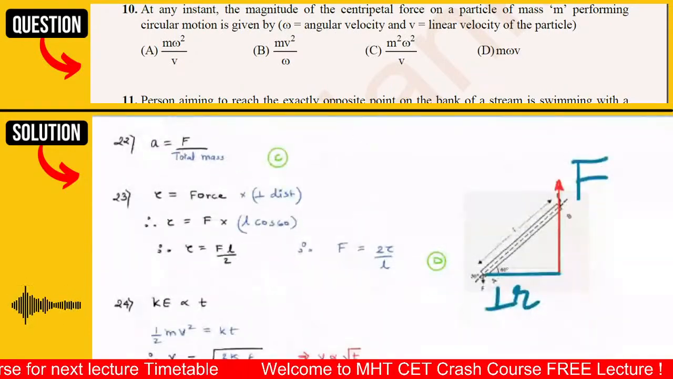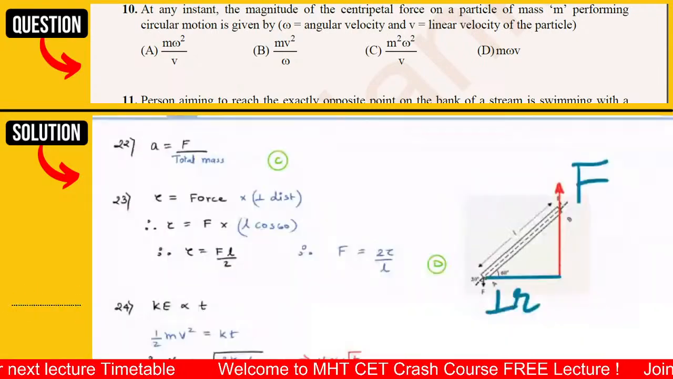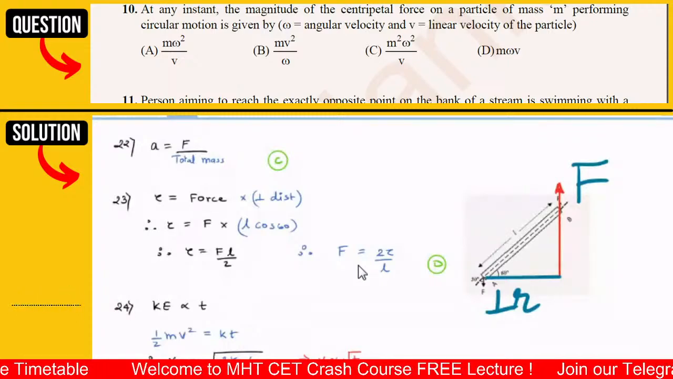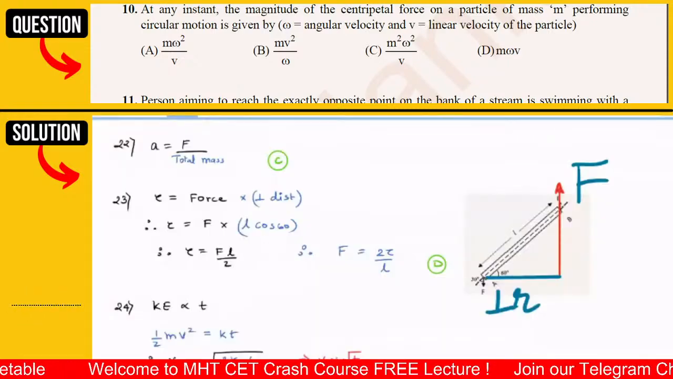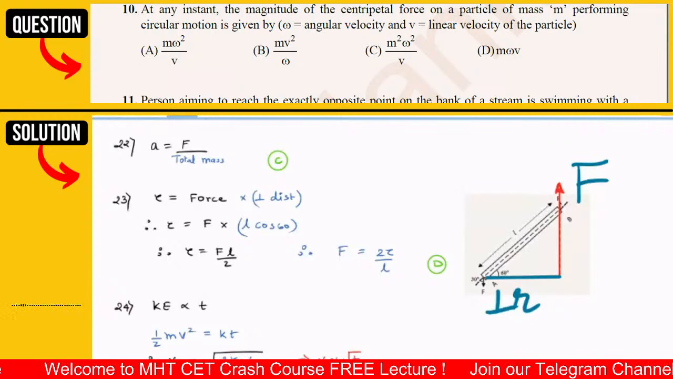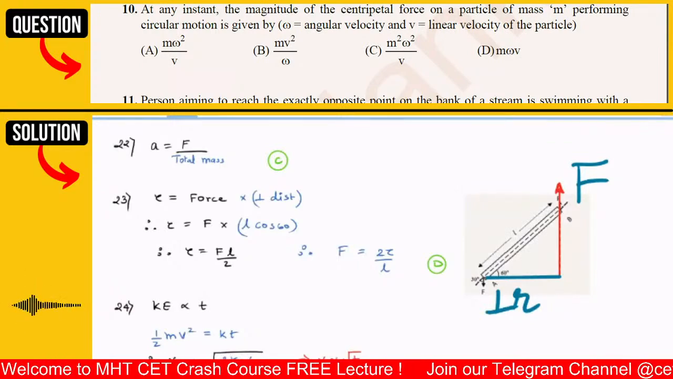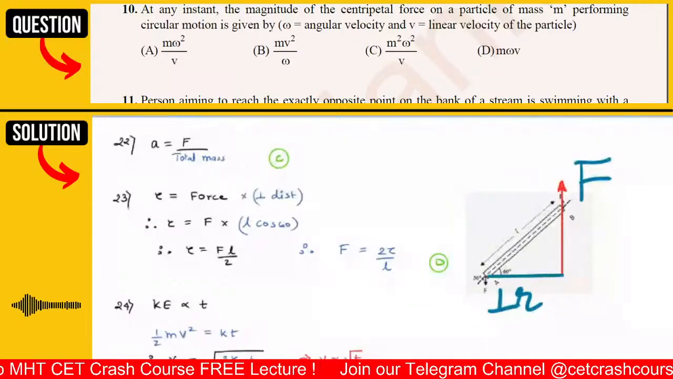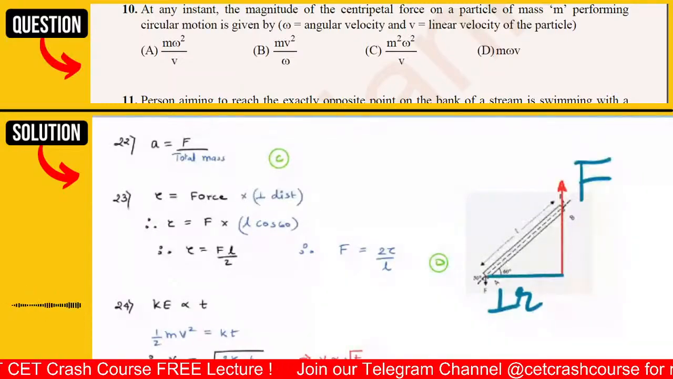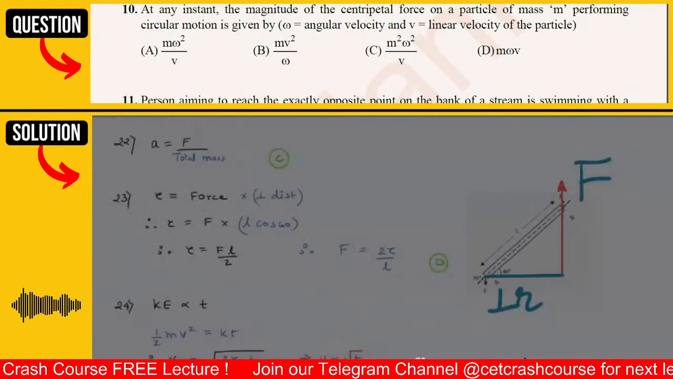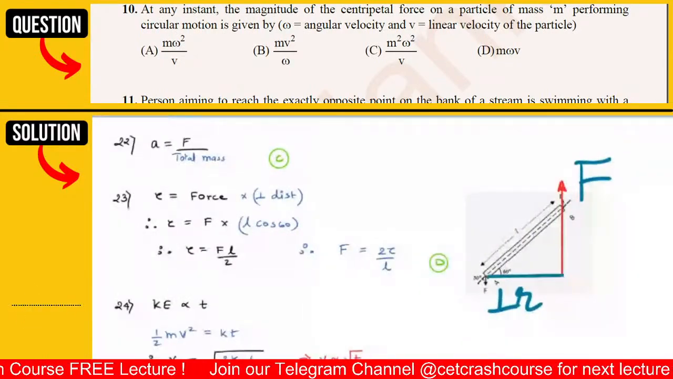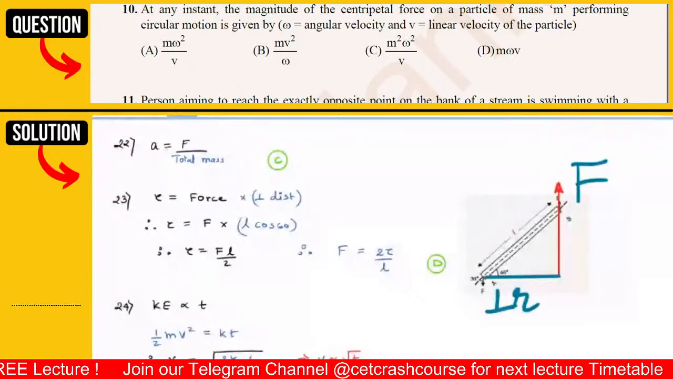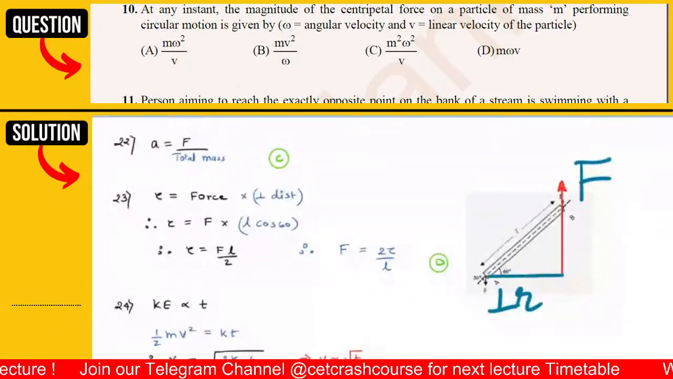That brings us to 22nd question. A block of mass m is being pulled along a smooth surface by a rope of mass small m. What will be the acceleration of the block? Students, do you remember that acceleration is force upon total mass? Yes or no? Acceleration is given by force upon total mass. So it will be F upon m plus m. Answer is option C.